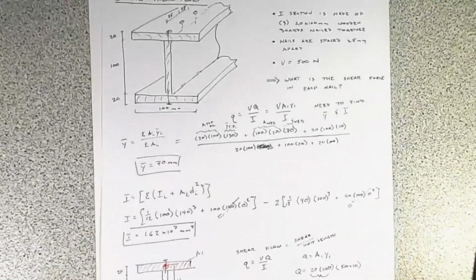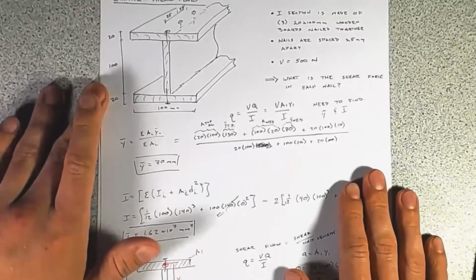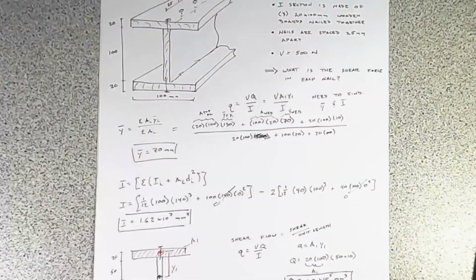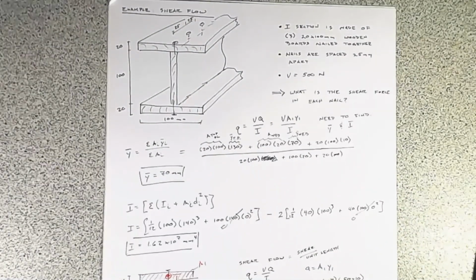So we'll work with one more example on that, and then we will look at some more stuff with shear flow in terms of thin wall sections. But like I said, one more example to come.